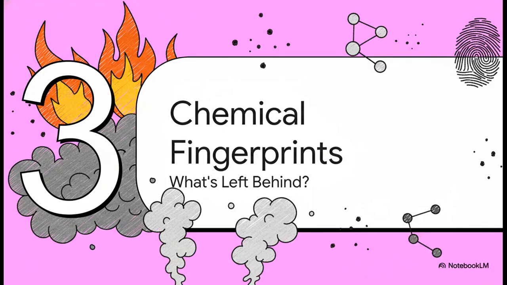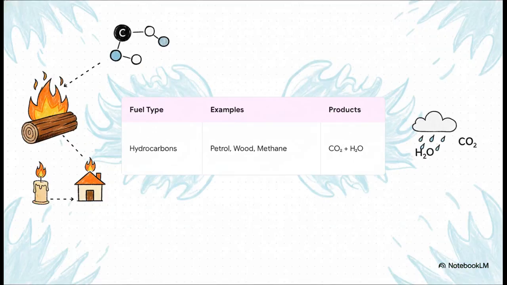Okay, so after the fire's out and the burning is done, what's left behind? Well, the substances that are created, we call them the products, they act like chemical fingerprints. They can tell us exactly what kind of fuel was being burned. So the most common type of fuel we all use are called hydrocarbons. And hey, the name pretty much says it all. They're made of hydrogen and carbon atoms. Things like methane gas, the wax in a candle, even the wood in a fireplace, they're all hydrocarbons. And when they burn completely with enough oxygen, they always leave the same two fingerprints behind, carbon dioxide and water.